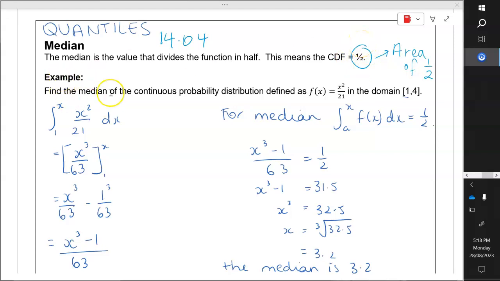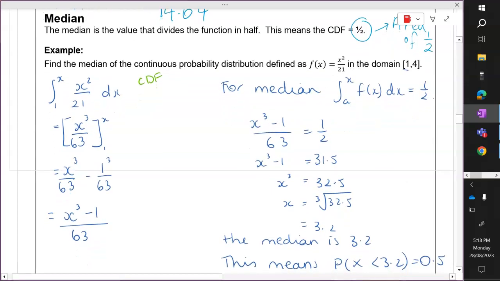So for example, find the median of the continuous probability distribution. So it's told us it's a continuous probability distribution. It's defined as x squared on 21 in the domain 1 to 4. Let's find the median. So we need to start with, work out what our CDF is. I'm going to do that one. So our cumulative distribution. So if we do that, we're going to integrate x squared on 21 between x and 1. Okay, minimum value is 1 and our top value is our x.